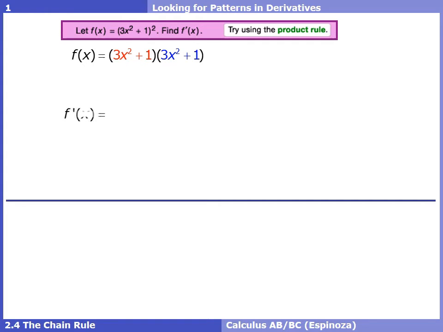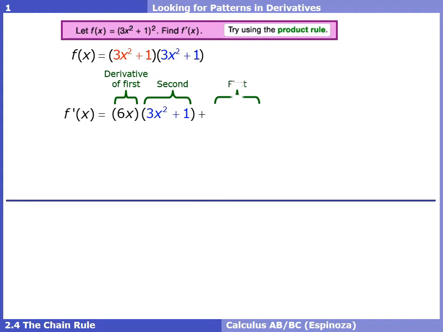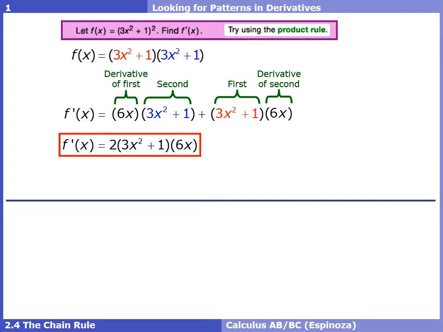So, a quick little review of the product rule. The derivative is going to be f prime, and we'll take the derivative of the first function, which is 6x, and by the product rule we'll multiply by the second function, no derivative though, and then we'll switch those roles. Now we'll multiply by the first function, and then multiply by the derivative of the second function. Since both of our terms are exactly the same, when we add them together, there are just two of them. So it'll be 2 times (3x squared plus 1) times 6x.